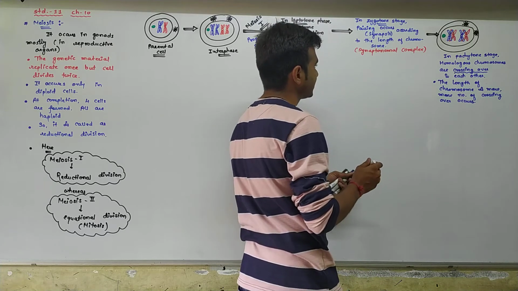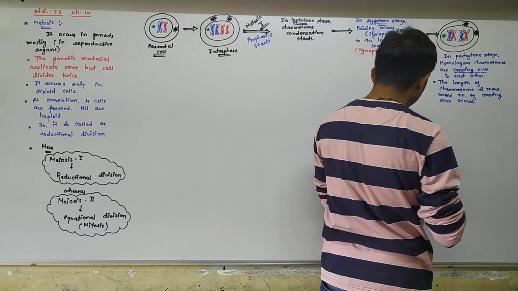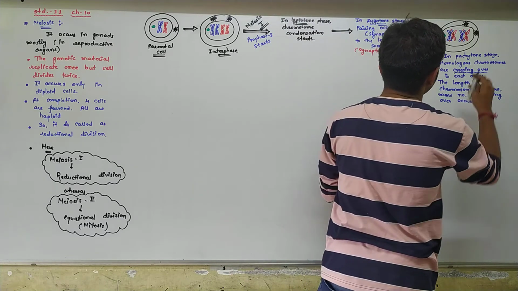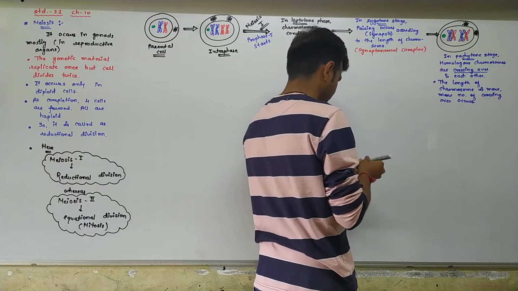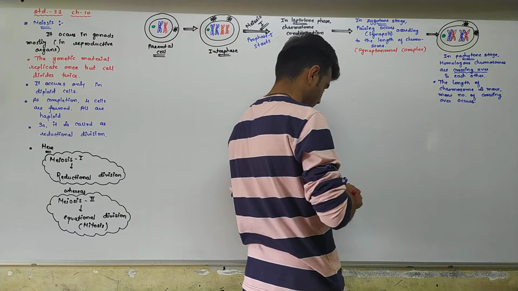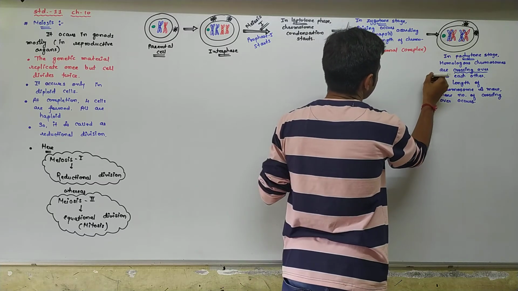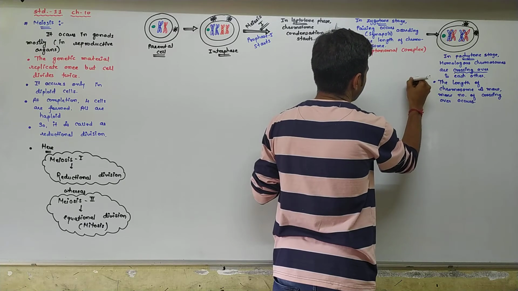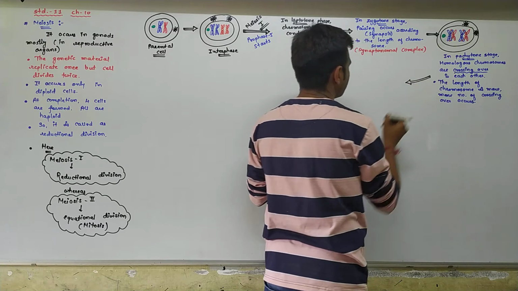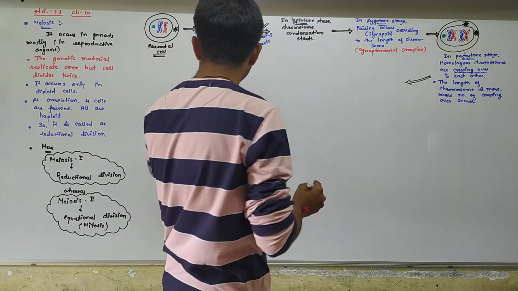Now next is leptotene, zygotene, pachytene. Now diplotene. Fine, we move in this way.